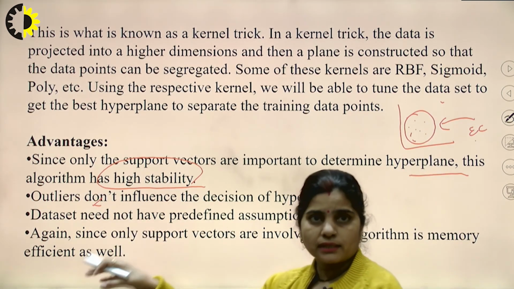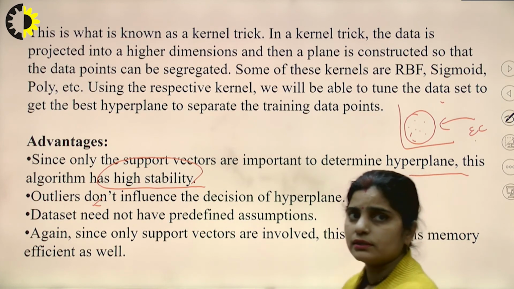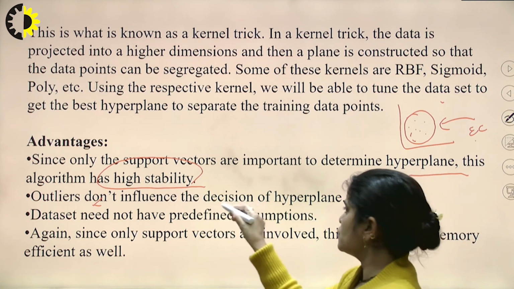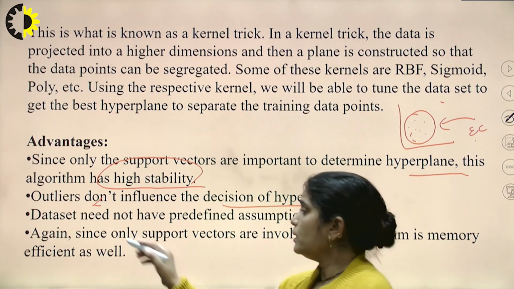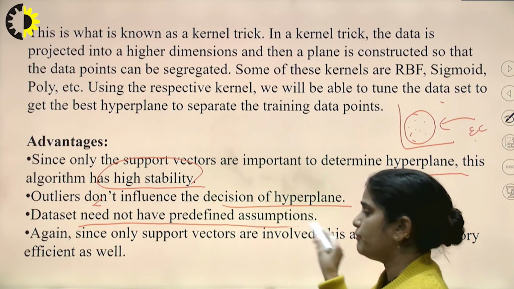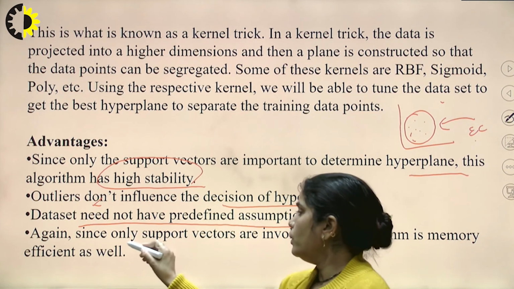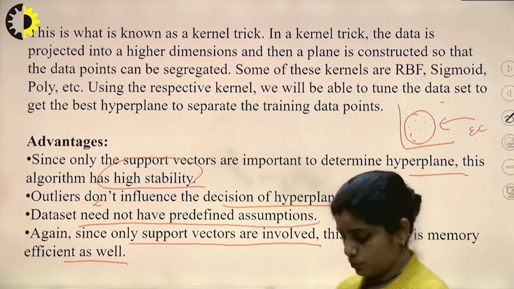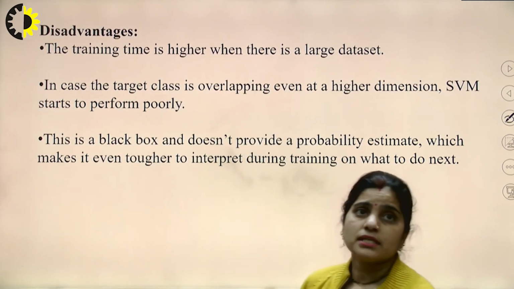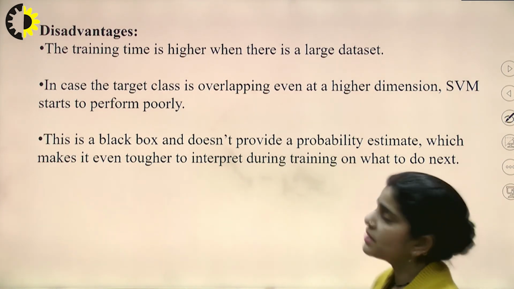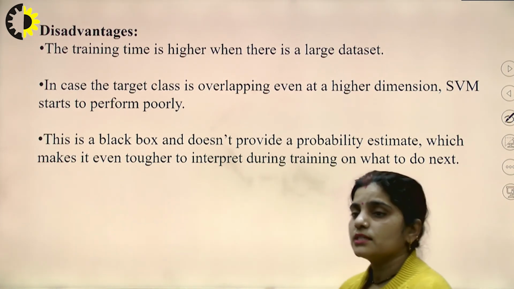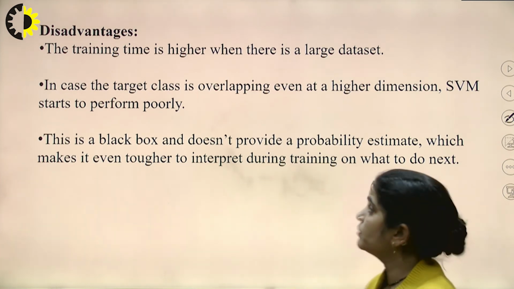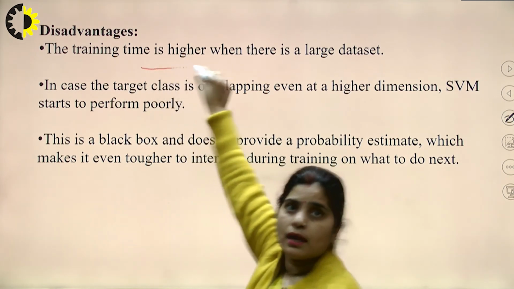So, that kind of data points cannot have an impact or influence on the decision of the hyperplane. Now, the data set need not have predefined assumptions, and since only support vectors are involved, this algorithm is memory efficient as well. What are the disadvantages? First one is the training time is higher whenever the data set is large, or a huge amount of data. Whenever we are considering a huge data set, the training time will be high.